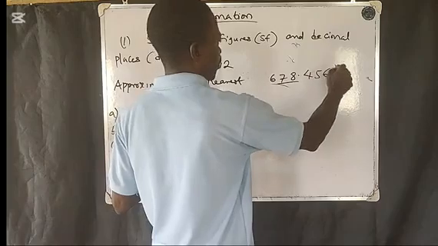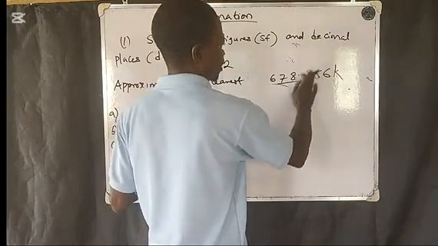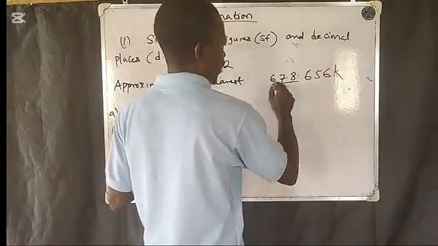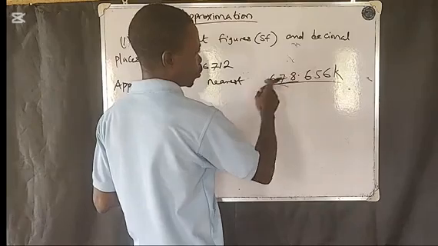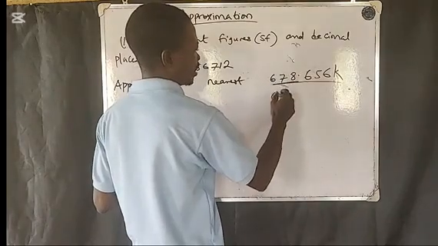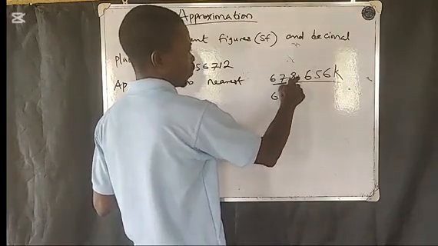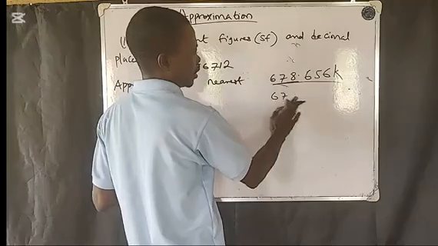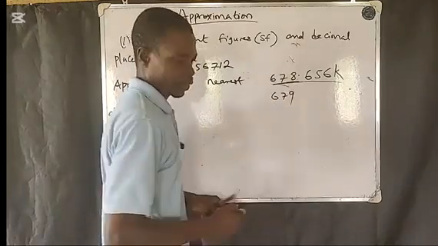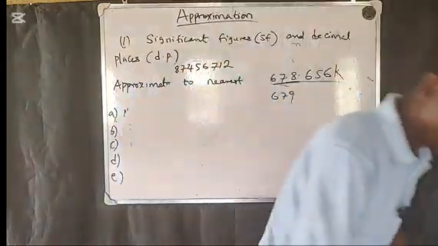And if it is kobo, you are told to approximate a particular money. Let's say the money is in kobo, and they say approximate to nearest kobo. So you still look at your whole number. Your whole number is this, 678. If you look at the next digit, it is a senior digit. So you add 1 to this. This is nearest kobo. You are approximating to nearest kobo.